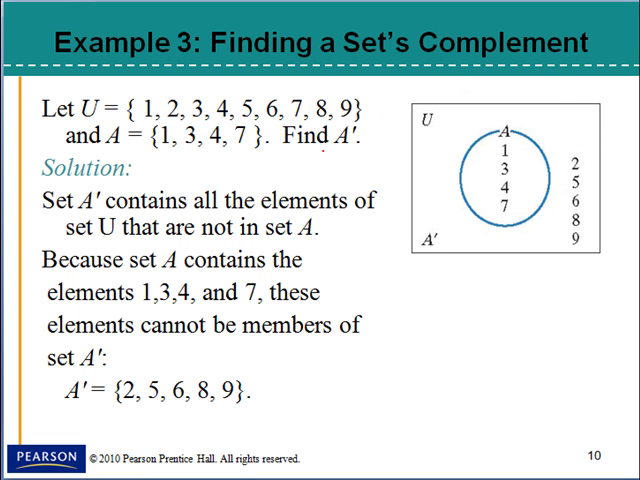So the set A will be 1, 3, 4, and 7, and A complement will be the set containing 2, 5, 6, 8, 9, which is all the elements belonging to the universe but not in A. So we call it A prime or A complement.